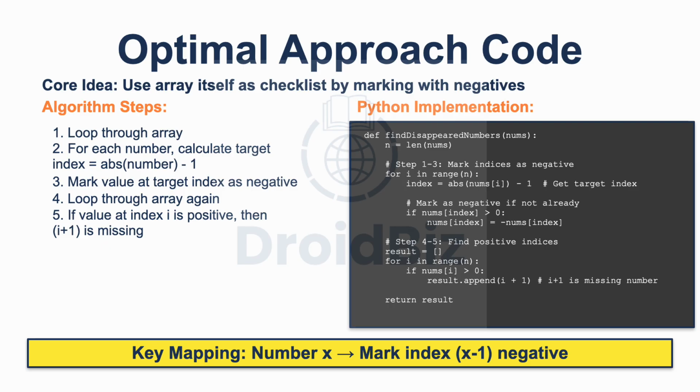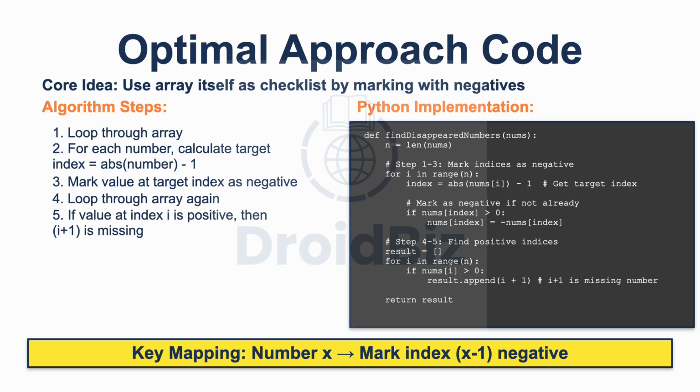Now, let's see the Python implementation. We define the function findDisappearedNumbers. We get n equals the length of nums. Steps 1 through 3 mark indices as negative. We loop through the array using I from 0 to n. For each element, we calculate index equals absolute value of nums at I minus 1. This gets the target index. If the value at nums at index is positive, meaning it's not already marked, we mark it as negative by setting nums at index equals negative nums at index.